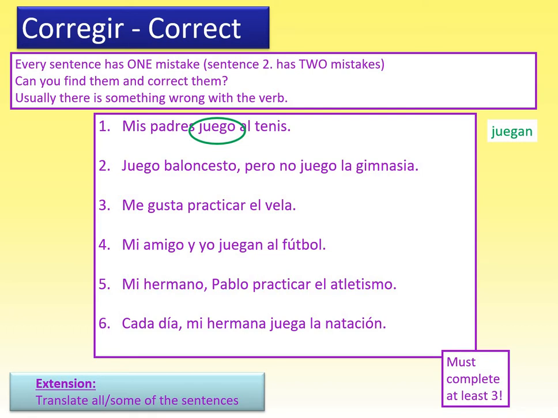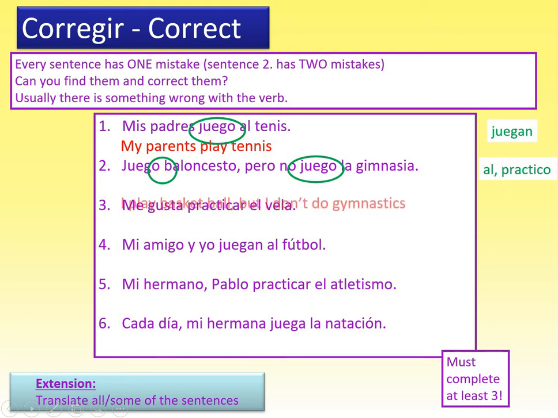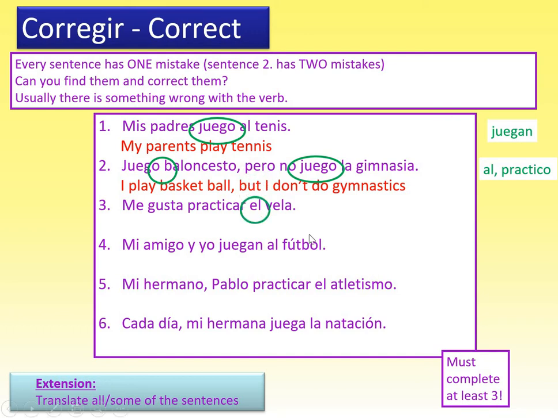Okay, let's go through the rest then. So, juego baloncesto, pero no juega la gimnasia. They're missing the juego al. You have to say juego al with sports, and you don't play gymnastics, it's practico, I do. If you translate it, it means I play basketball, but I don't do gymnastics. Number 3, I like to do sailing, but it's la vela, not el vela. So in this case, it was a gender that was wrong. Okay, so I like to do sailing.